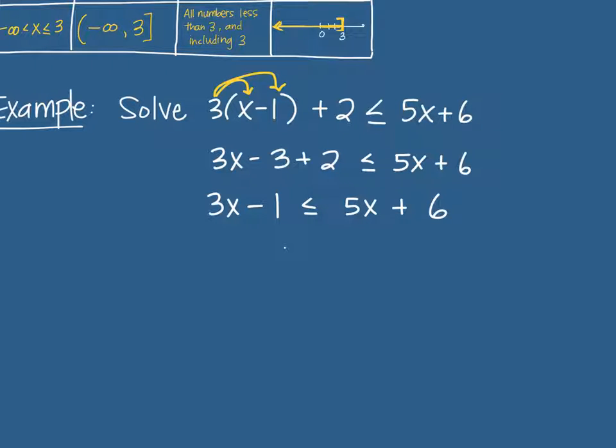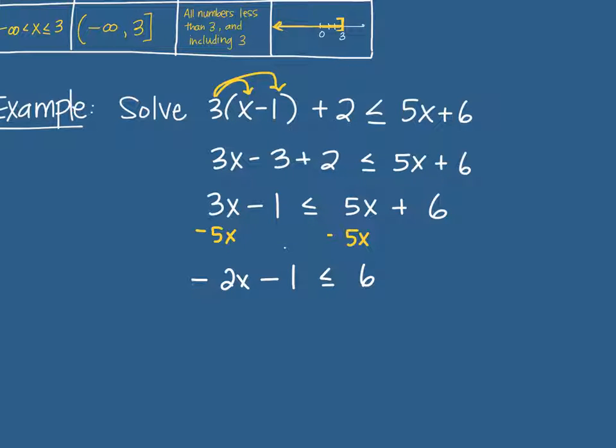Subtract 3x. Okay, that could be something else to do. Anybody else? Okay, I could add 1, or I could subtract 5x. I'm going to go subtracting 5x because I like to have my x's all on this side. So that's going to give me negative 2x minus 1 less than or equal to 6.